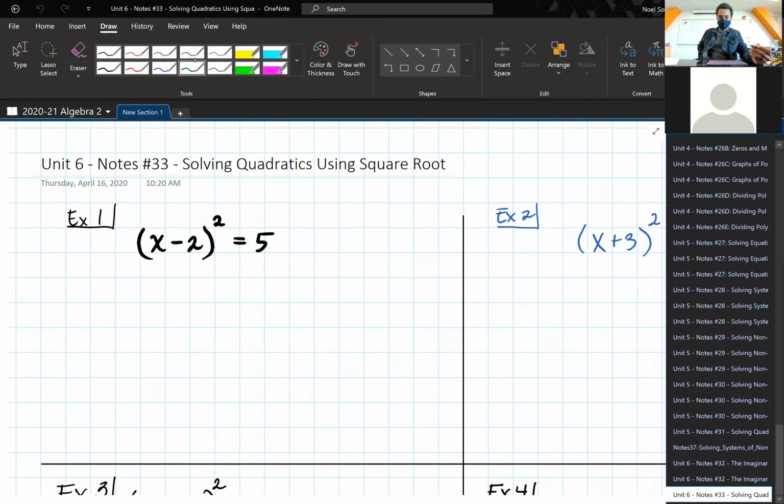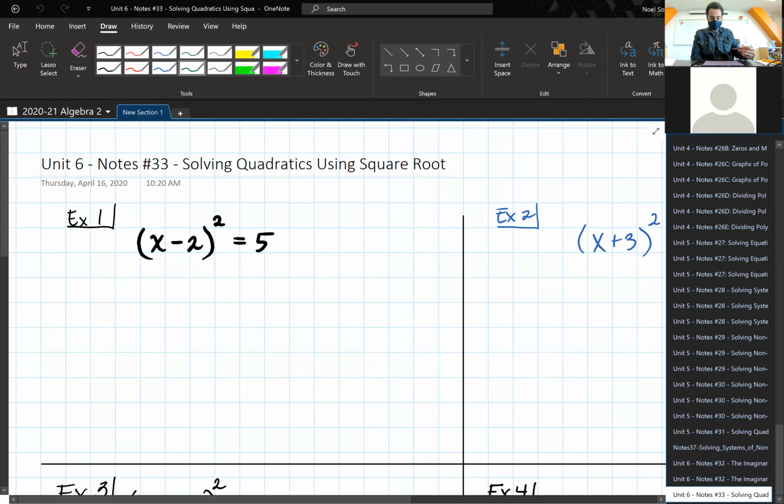The only time you're allowed to use the square root is whenever you have a set of parentheses and then a power of 2. But the parentheses and the power of 2 must be by itself on one side of the equation. All right, so we'll take a look at a couple of examples. As you see here in example 1, this is one of these great cases where it's ready for the square root to be used.